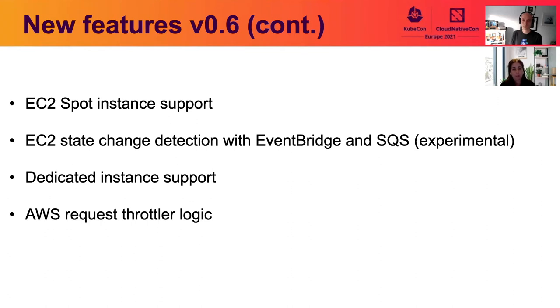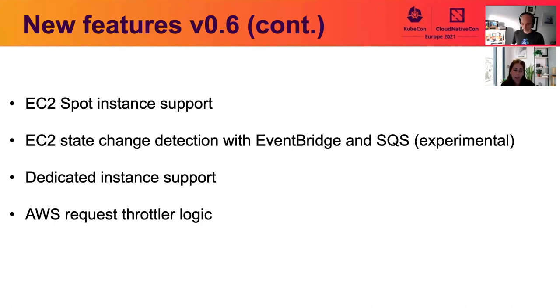The second one is we started watching for EC2 instance state changes using EventBridge and Simple Queue Service. Previously, when there was an EC2 state change, CAPA was not detecting it until the next reconcile, which could take up to 10 minutes. Now, when a change is detected, it triggers AWS machine reconcile. Also, in this release, we added support for dedicated instances, which are basically EC2 instances that run on hardware that is occupied by a single tenant.